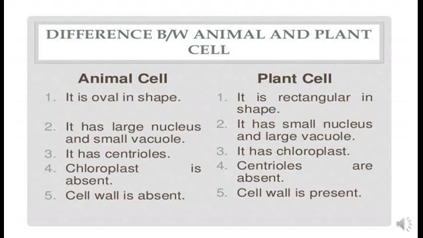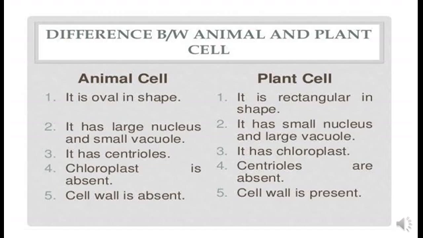Based on your observation, you might have compared the diagrams. Now let us list out the differences between animal cell and plant cell. The main differences are: animal cell is oval in shape, plant cell is rectangular in shape. Animal cell has a large nucleus and small vacuole, whereas plant cell has a small nucleus and large vacuole. Animal cells have centrioles, whereas centrioles are absent in plant cells.